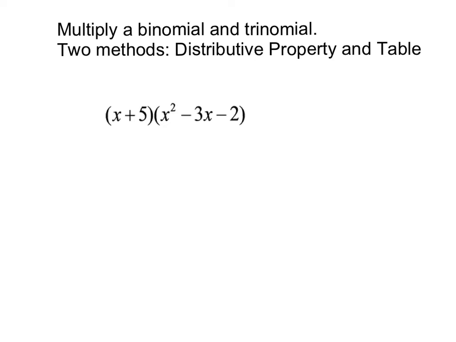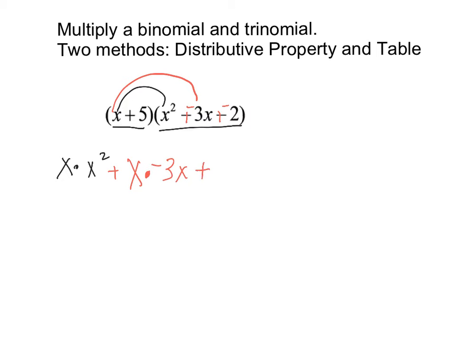All right, so there's two ways to do this. This is a binomial times a trinomial, so you can't use FOIL. But you can do distributive property and you can do a table. So let's do distributive property first. So distributive property, you do first times first, x times x squared. Then you do, oops, I forgot to add the opposite here. So these are always plus signs in between. First times the second one, x times -3x, plus first times the third one, x times -2.